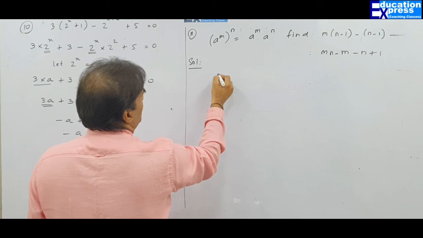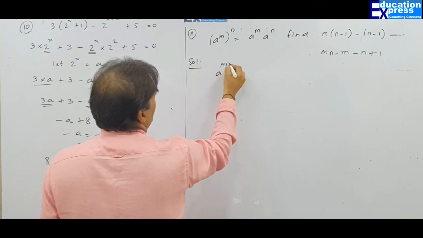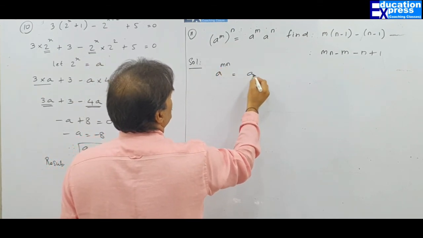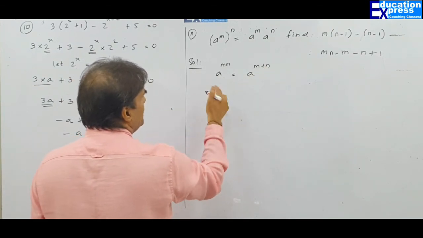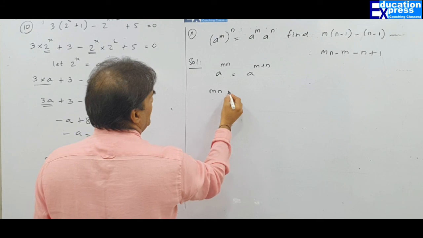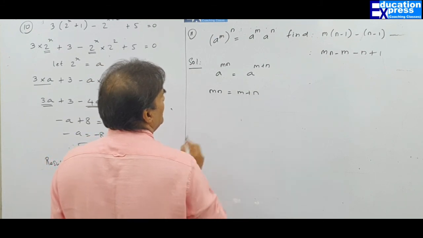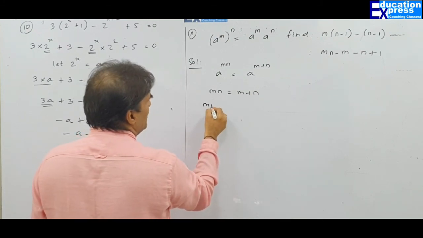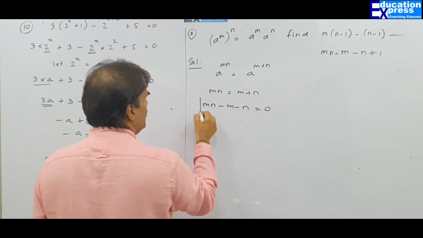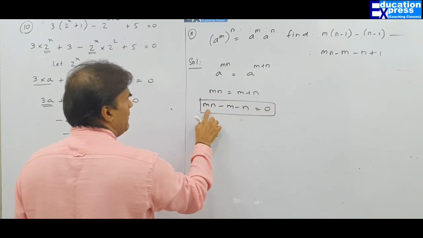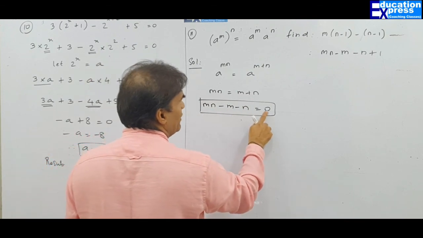Solution. This can be written as a raised to mn, which is nothing but a raised to m plus n. Since the bases are same, can we say mn will be equal to m plus n. So if you bring them over here, mn minus m minus n is going to be 0. So we have the value of mn minus m minus n equals 0.